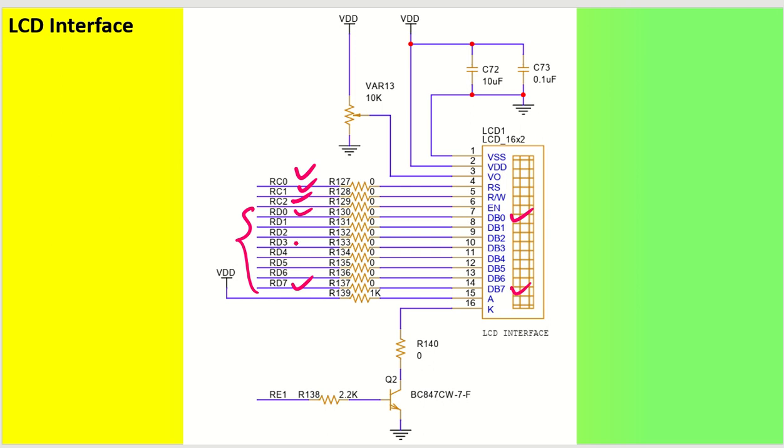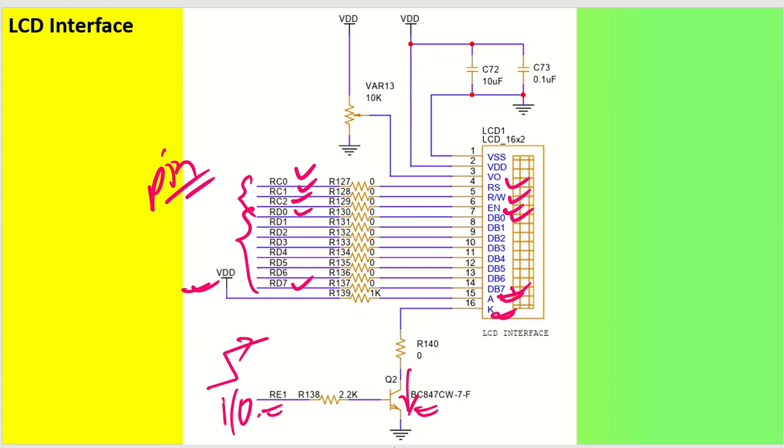Got it? Now we require some signals, like the RS pin, RW pin and EN pin. Those three pins have been used as three different pins of the microcontroller. At the same time, this VDD pin is used for the anode voltage, and this cathode is controlled through one of the IO pins of the microcontroller. So this RE1 is going to switch on or switch off this particular transistor, which will be grounding it. Once it is switched on, what will happen? This particular transistor will start working, and this cathode will get grounded.